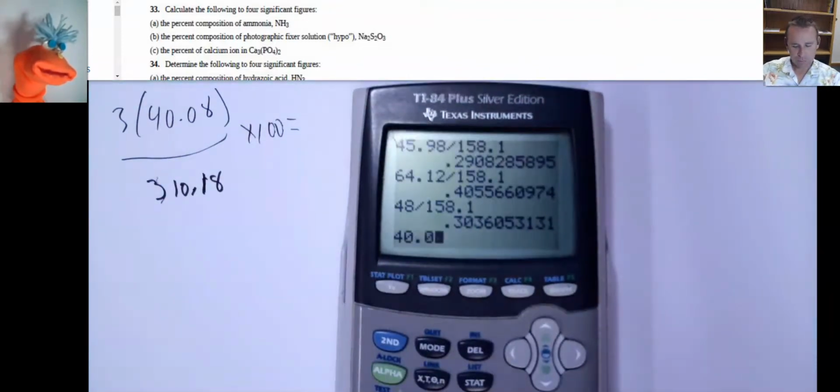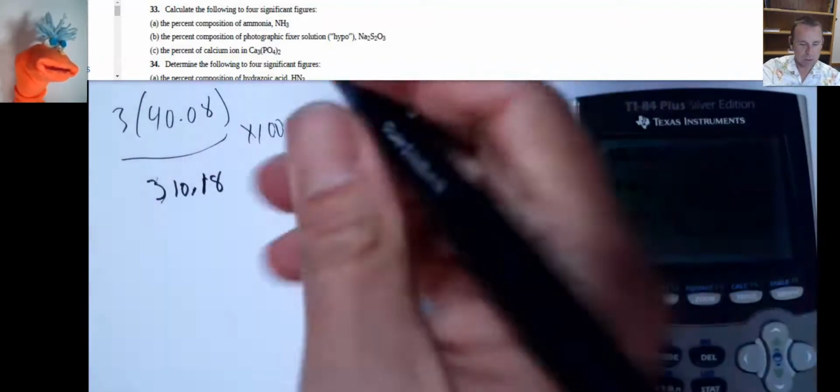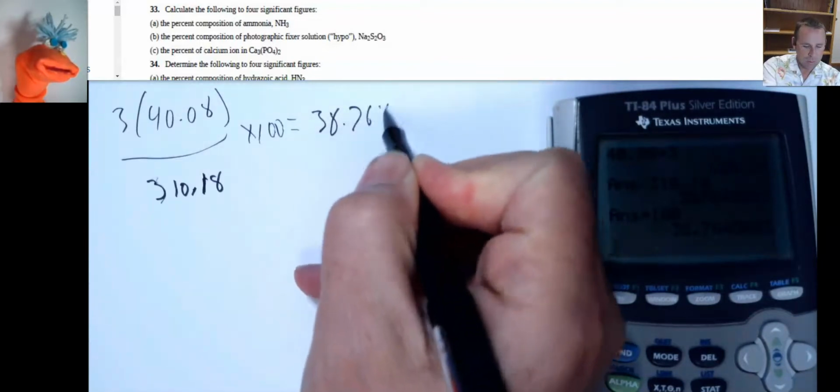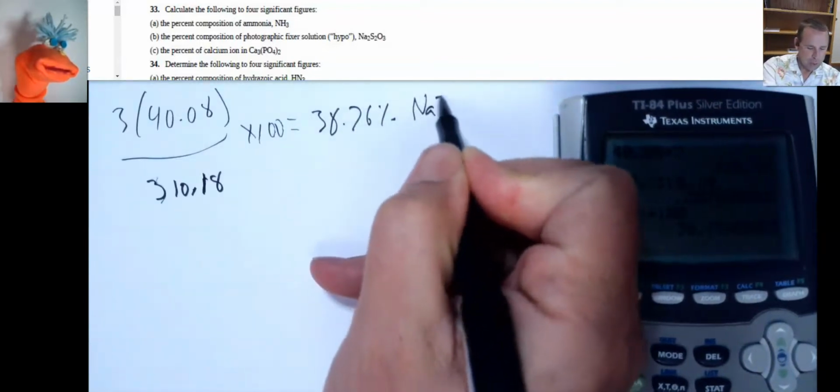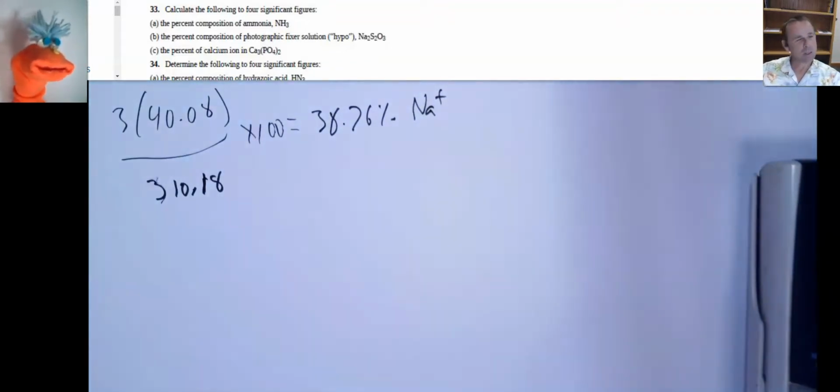So .76% sodium. And that can be sodium ion as well. Mass isn't going to change if it's ion or not. You lose the electrons, it doesn't change the mass? Well, it changes the mass, but not enough to make a difference with this many significant figures. Remember, an electron is only about 1/2,000th of the mass of a proton or a neutron.